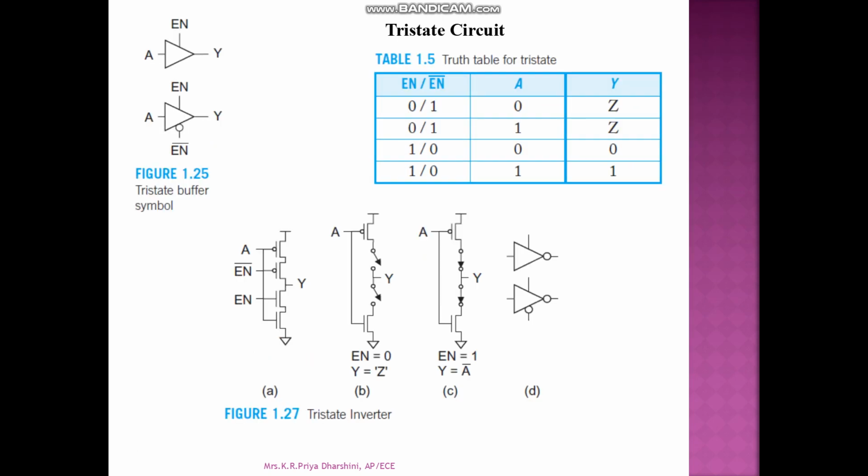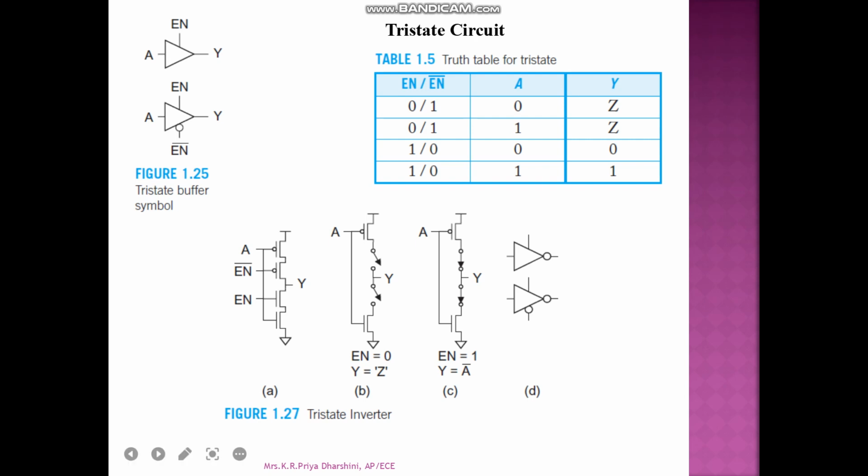Next one, which we see is the tri-state circuit. In the tri-state circuit, we are giving the inputs A, enable, enable bar, and Y as the output. When A is 0 and enable bar is 1, high impedance will be your output. And when A is 1, with enable 0 and enable bar 1, high impedance will be your output. But when you give enable as 1 and enable bar as 0, whatever input you are giving, you will get as output, that is 0 and 1 continuously.